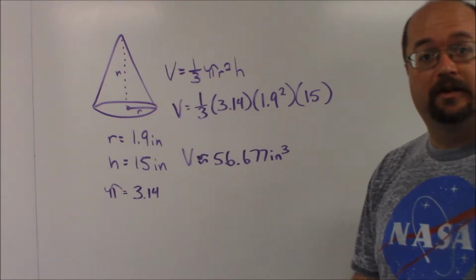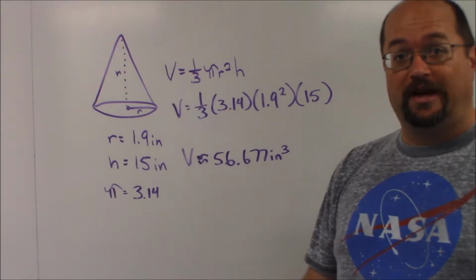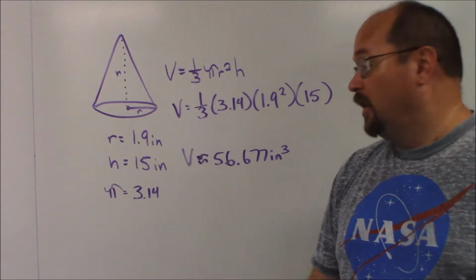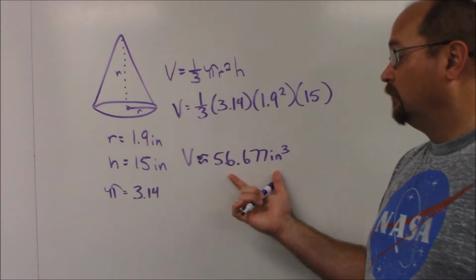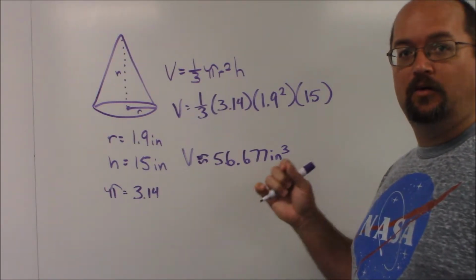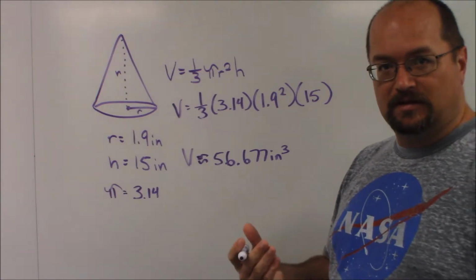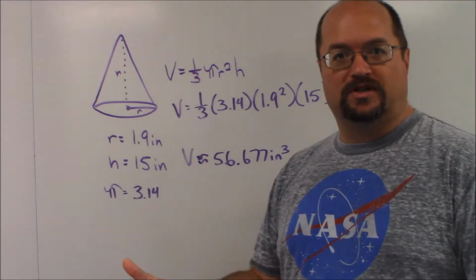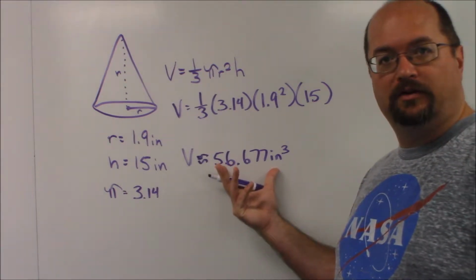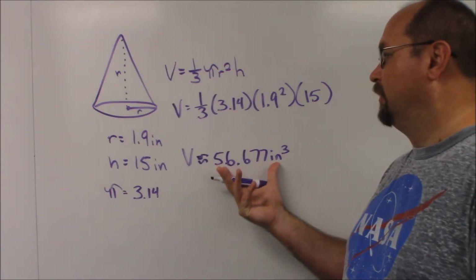All right, so the calculator I'm using, because I'm using it on my phone, did not have pi as a button. So I had to use 3.14. But I did get 56.667 cubic inches. Now, with this problem, we're asked to estimate. So in this case, we just find the value that's closest to it. If you have pi on your calculator, you might have gotten a slightly different number than this.